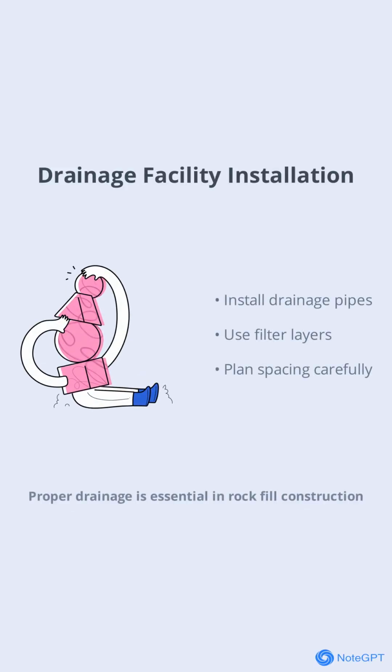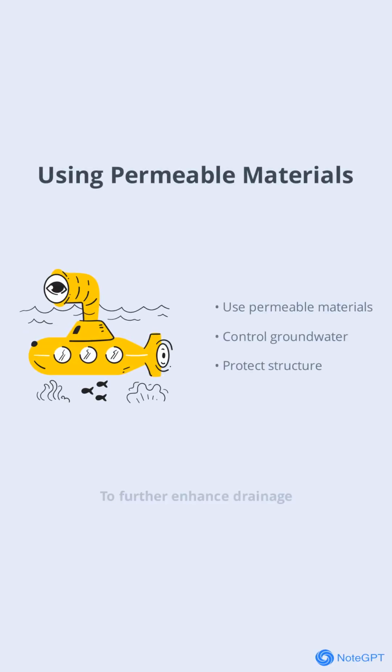Proper drainage is essential in rock fill construction to prevent water from accumulating within the structure. Drainage facilities such as pipes and filter layers should be installed to allow water to escape. This not only protects the structure from water damage but also helps maintain its stability over time. The placement and spacing of these facilities should be carefully planned based on site conditions and the expected flow of water.